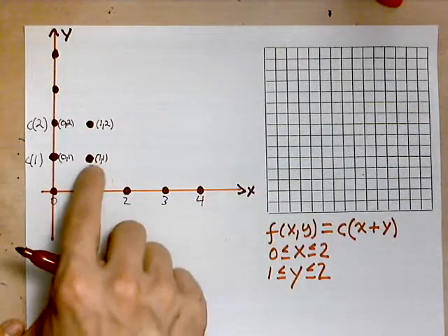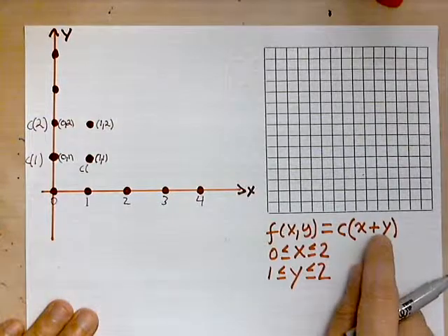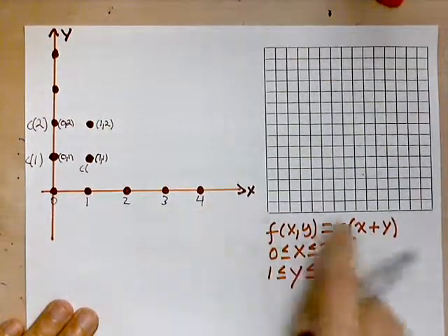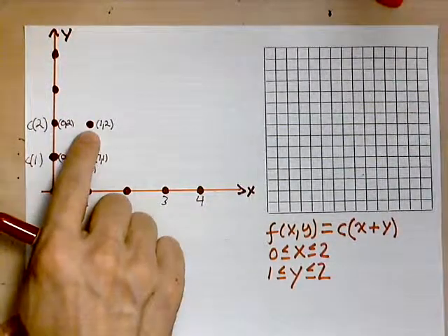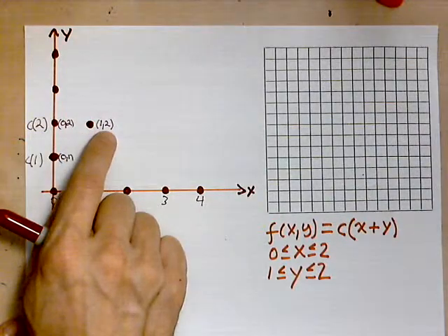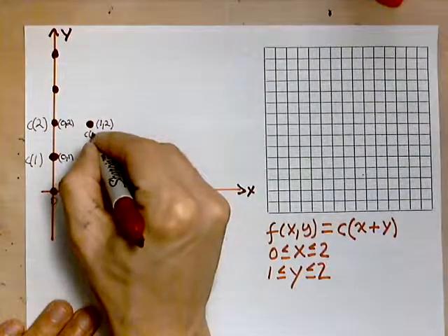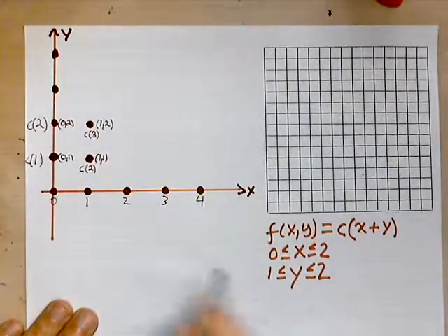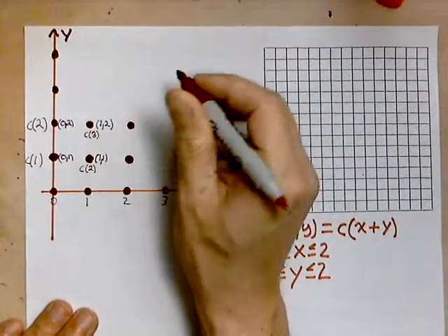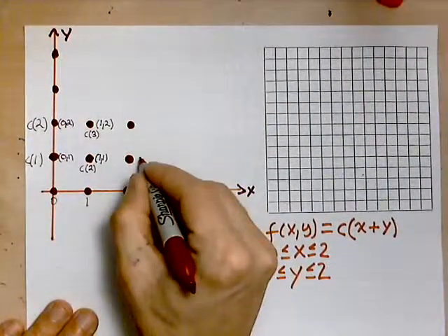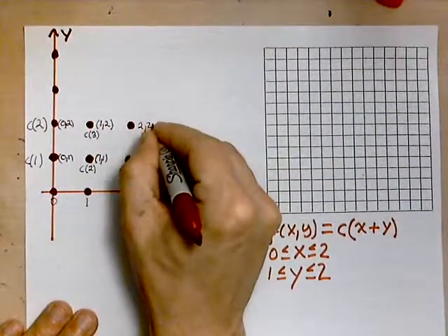Evaluate the function at the point 1, 1. So that means c, and you replace x and y with 1 each. So that's 1 plus 1, which is 2. So you end up with c times 2. At this point, you replace x with 1, y with 2. That gives you 3 as the sum. So you end up with c times 3. Let's finish up this point and that point. The coordinates of this point are 2, 1. The coordinates of that point are 2, 2.